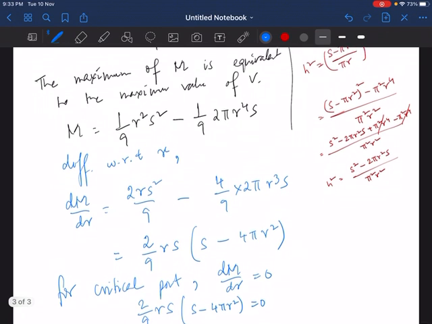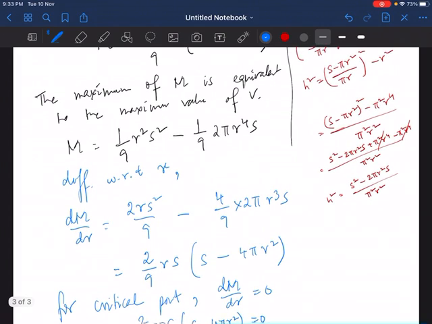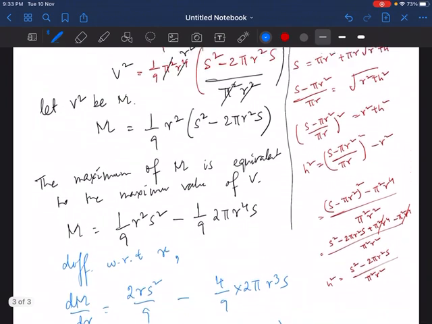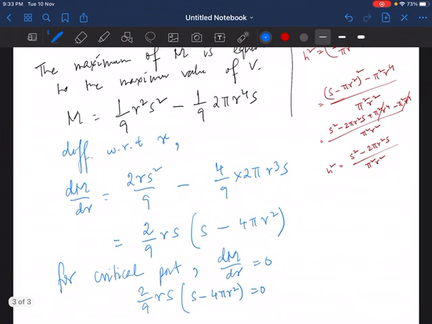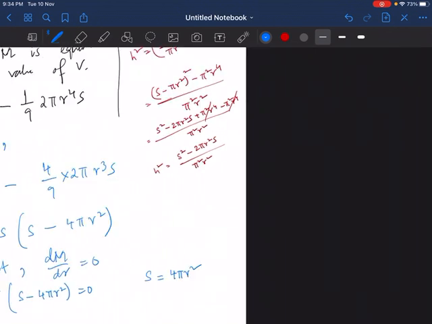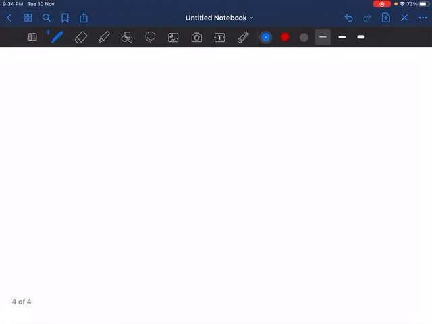One second, let me just go through it a bit. So this is what we have. Now we have to find the critical point. Here the critical point, what we see is s is equal to 4 pi r square, because this 2 by 9 r s goes away. So s is equal to 4 pi r square.